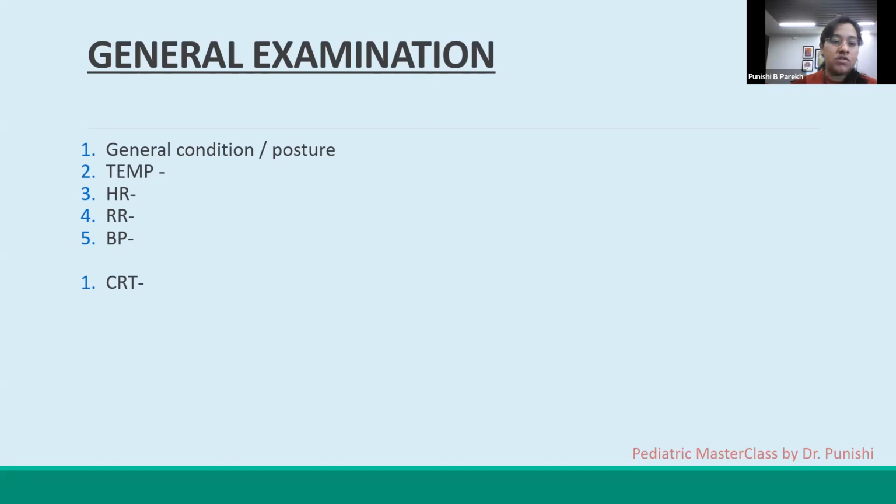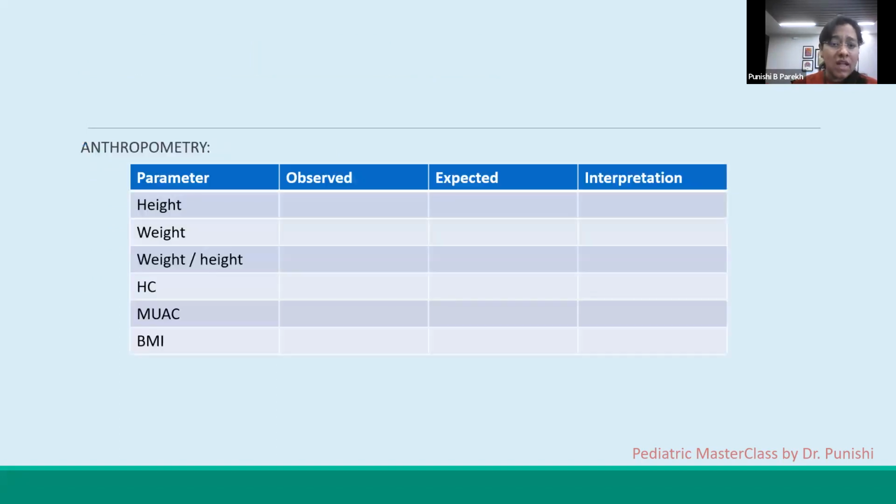Temperature, heart rate, blood pressure, respiratory rate, and your CRT and peripheral pulses. So that's basically about the vitals. Anthropometry, again, is important here because we're dealing with anemia. Anthropometry in general is a very important thing in any pediatric case, but specifically when you're dealing with anemia or nutritional cases, your anthropometry becomes very important.